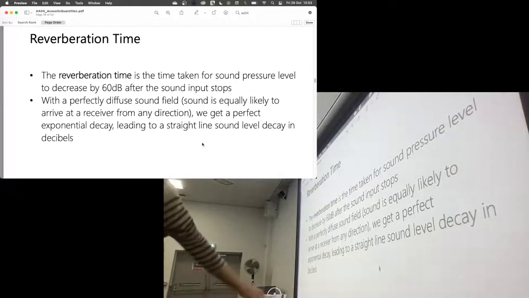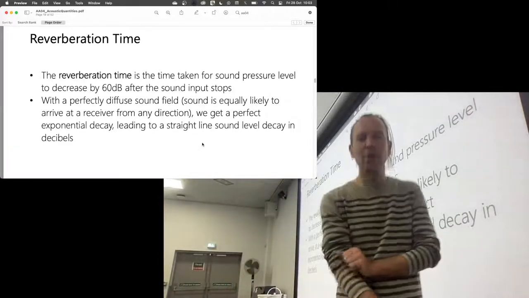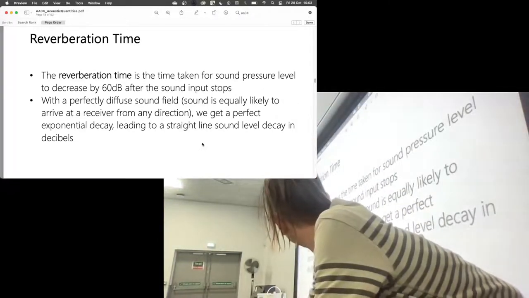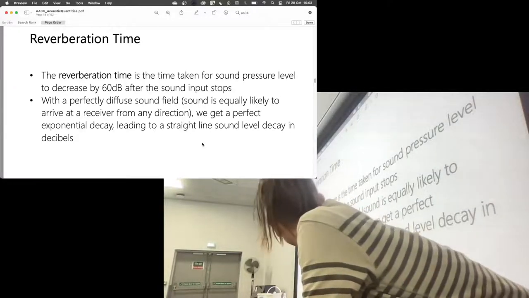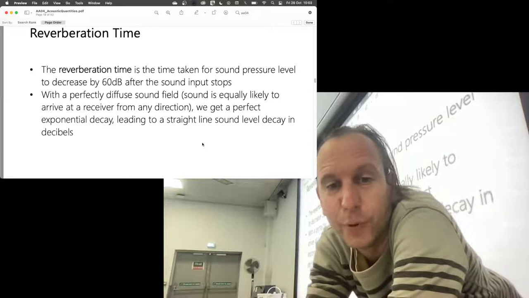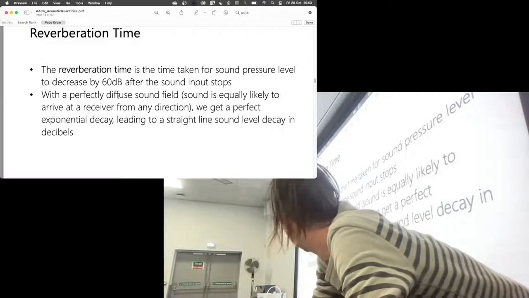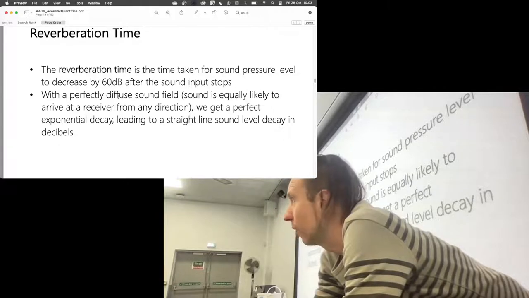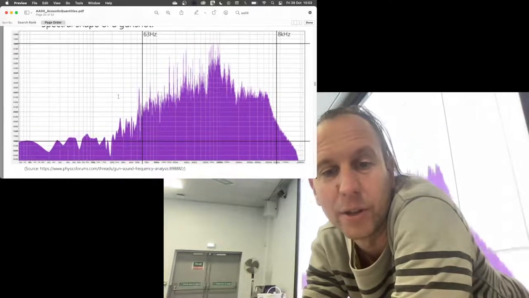Now we're going to get to reverberation time and reverberation in general. I've announced this already. We have a T60, which is the time it takes for the field to decay by 60 dB. And typically, if we have a perfectly diffused sound field, which we typically don't, but never mind, then we would have a perfect exponential decay, or on a dB plot, a straight line. So we're going to consider this straight line, and when it is the case, and when it is not.